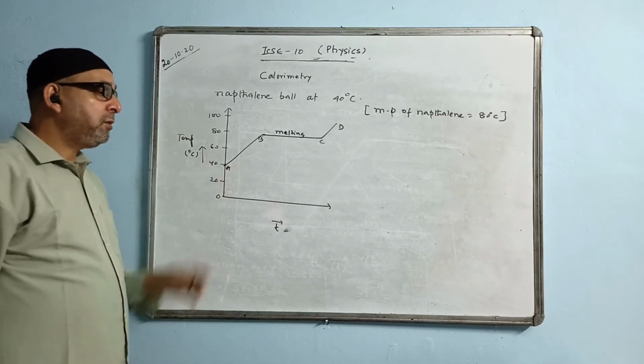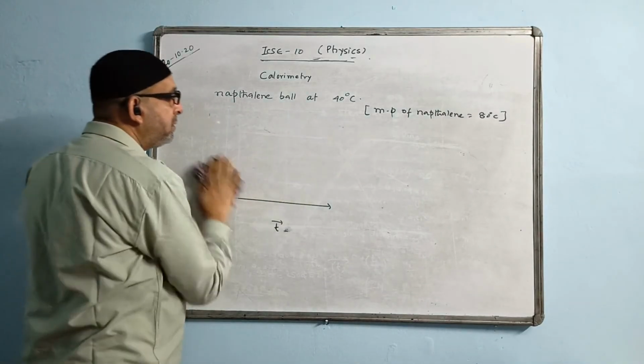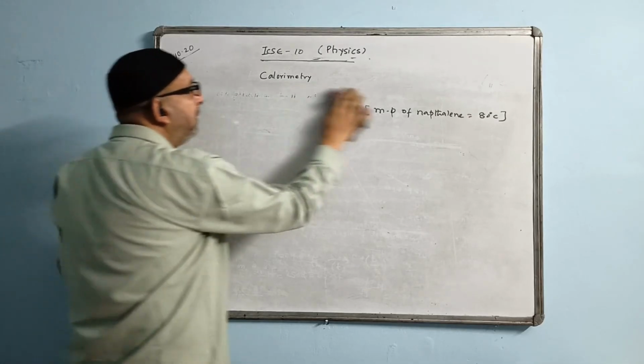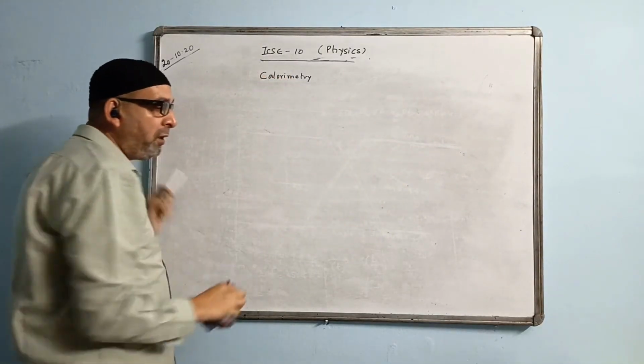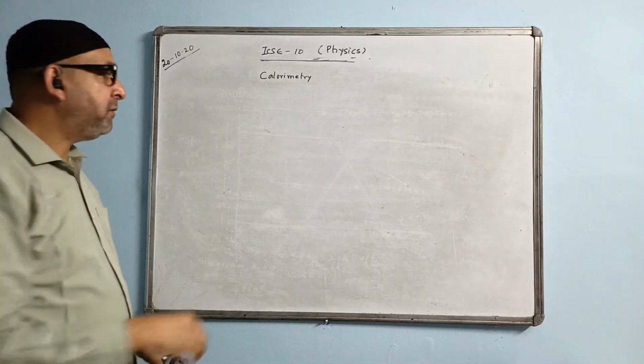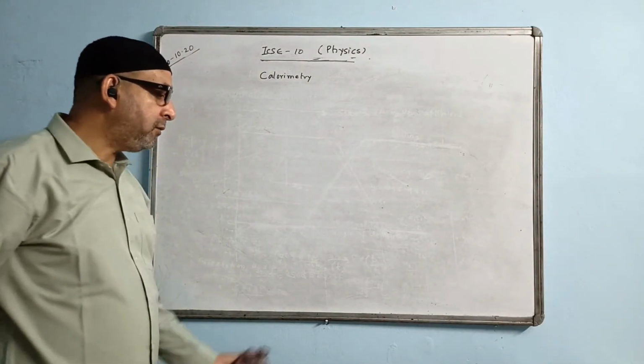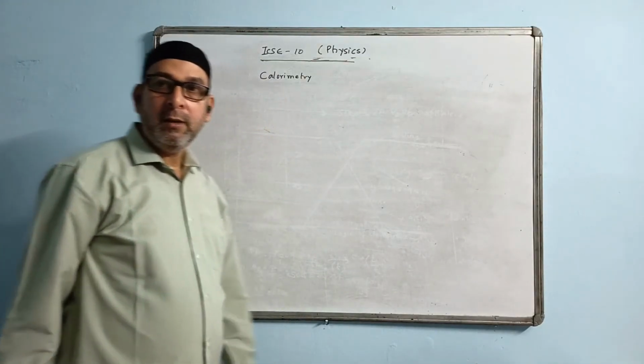So this type of question also you may get. So always keep in mind, at the time of melting point or the boiling point, change of state will take place, and change of state is shown by a line drawn parallel to the x-axis.